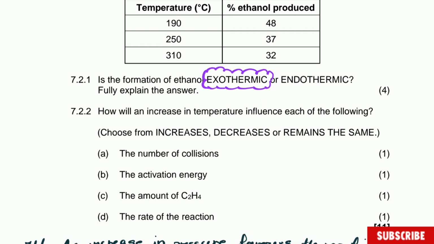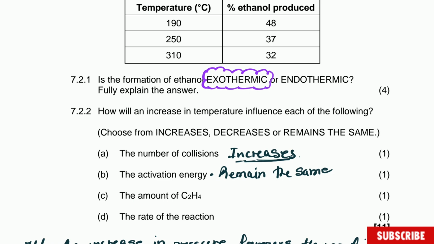Question 7.2.2. How will an increase in temperature influence each of the following? Choose from increase, decrease, or remain the same. The number of collisions increases. When you increase the temperature, the number of collisions increases. The activation energy remains the same. Activation energy is not affected by the change in temperature.